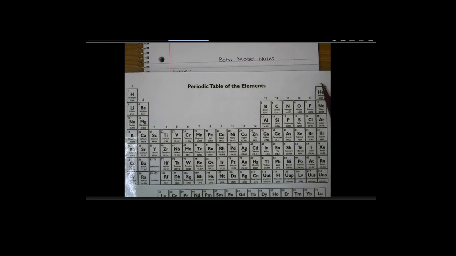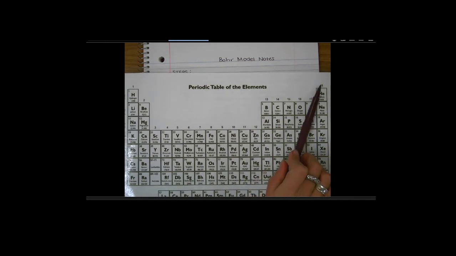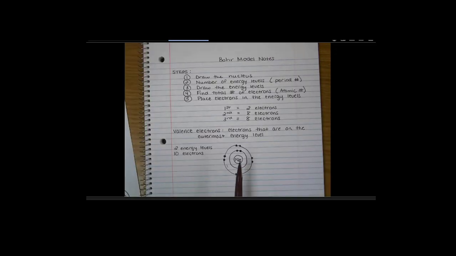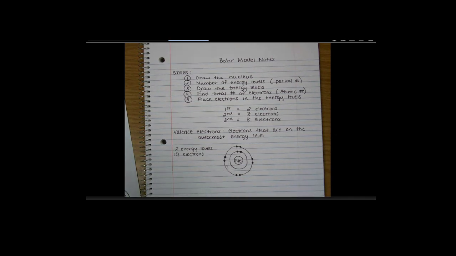So neon, we know, is in group 18. Remember, groups go across the top of the periodic table. So neon is in group 18, so we can take 18 minus 10. That gives us 8. If we look down here and check, 1, 2, 3, 4, 5, 6, 7, 8. We know that we have 8 valence electrons and we have drawn our Bohr model correctly.